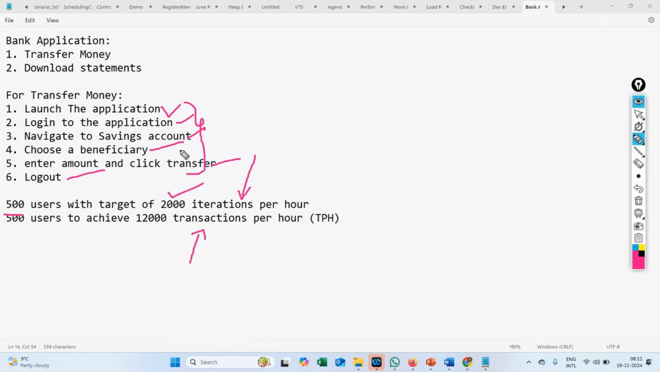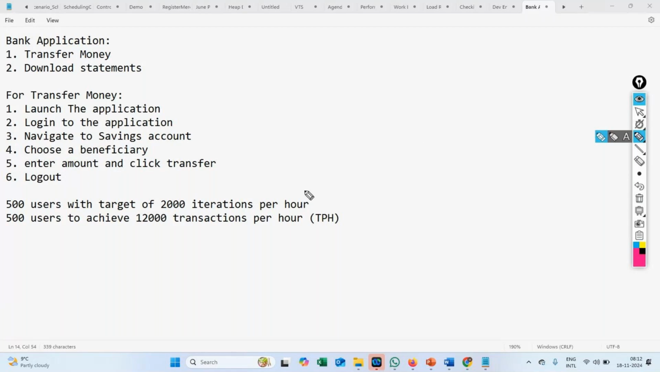So you need not worry about how to achieve it per 1 hour. We'll discuss that. But did you guys understand what kind of requirement we might get from the client? Something like this. Any questions still here?